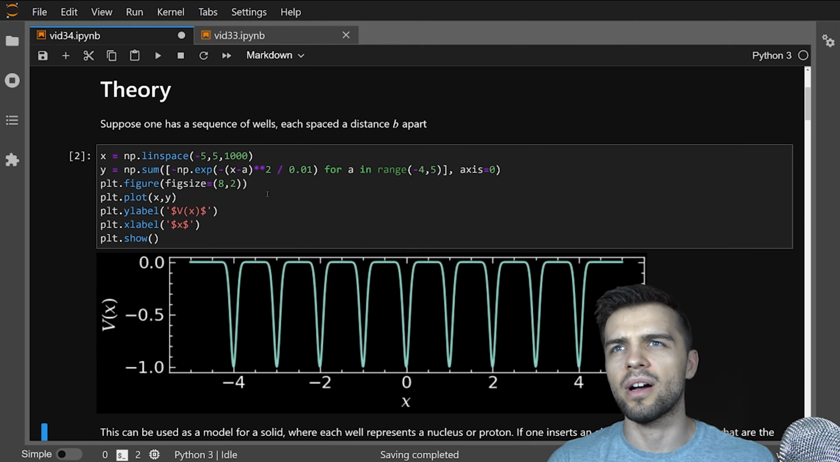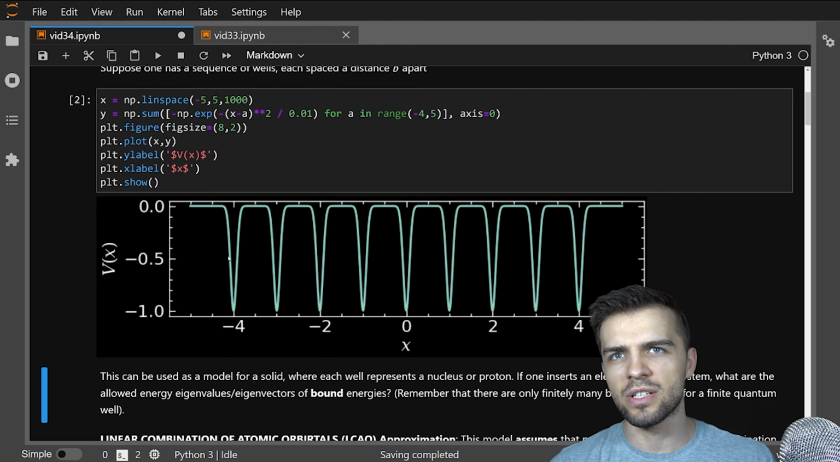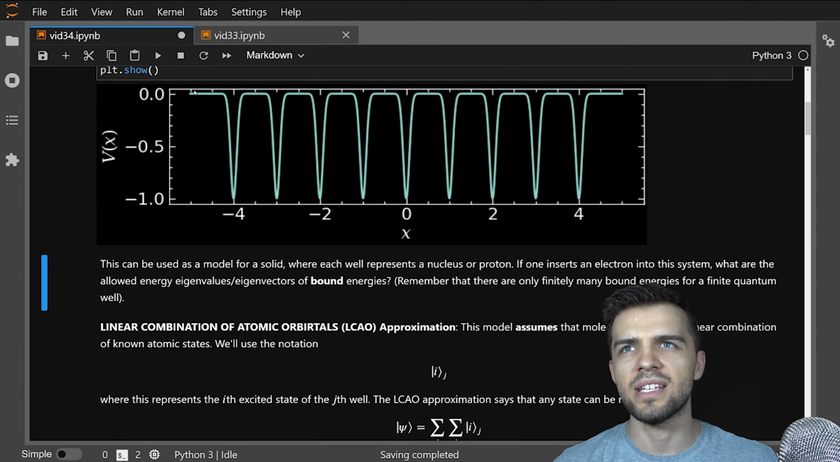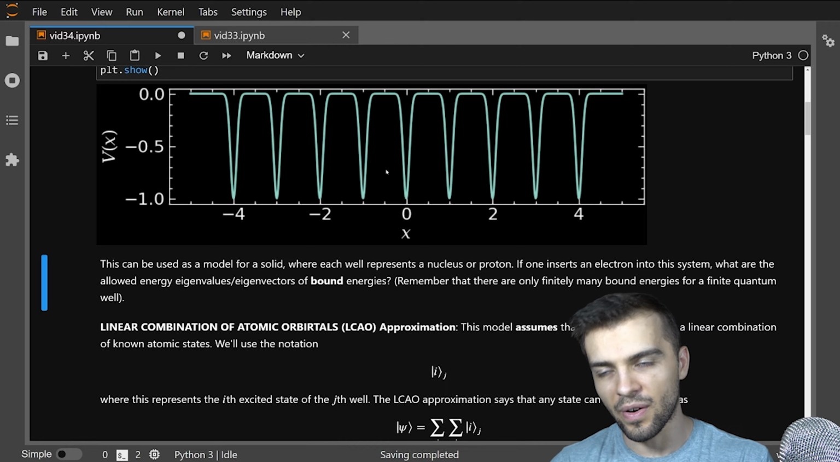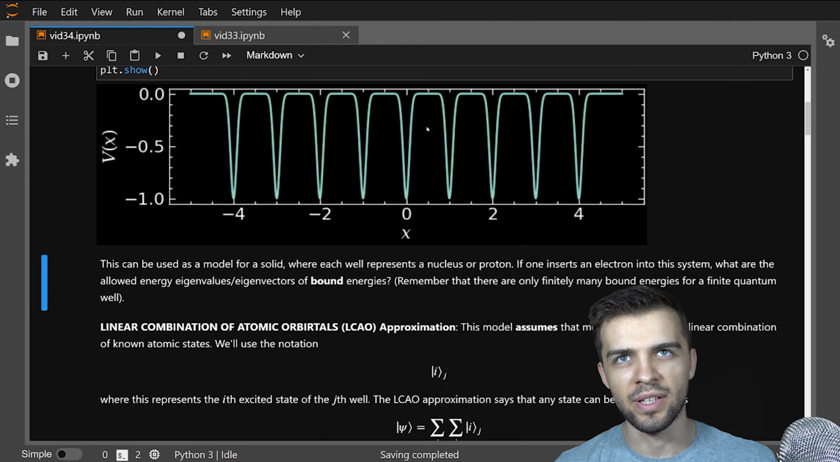And so just for a plot here, I just sort of make a sequence of wells. This might be the potential energy as a function of space. Maybe this is like a Gaussian well. And you can see that here there's sort of a well here, a well here, a well here. If it was just a single well, which is the single case of the finite square well, this is a curved well, it would just be a well sort of in the center here.